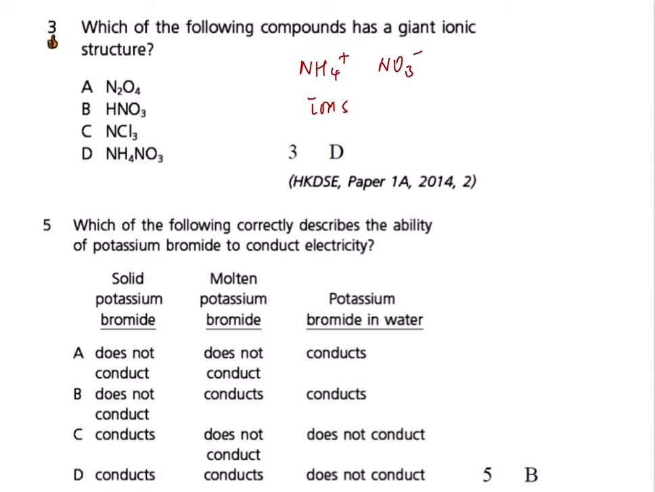And some of you will question why B is not a giant ionic structure, even though hydrogen ion may be present. 嗱，有啲同學問點解 hydrogen ion 喺度有 nitrate ion 點解唔係 giant ionic structure 呢？Because hydrogen ion is only present when it dissolves in water. But for ammonium nitrate, ammonium ion and nitrate ion are also present in the absence of water. Even with water, we have ammonium ion and nitrate ion. Although in fixed positions, they are ions, alright?